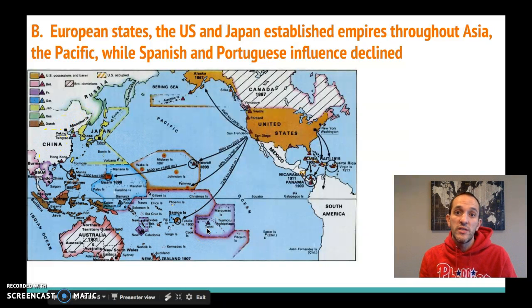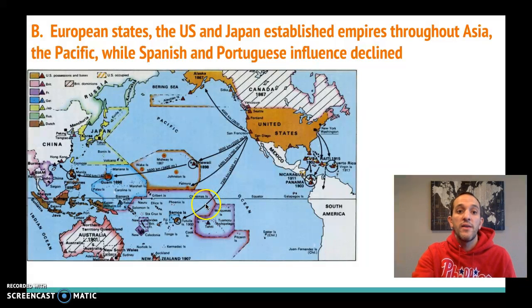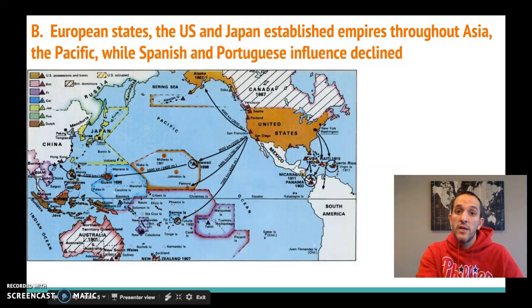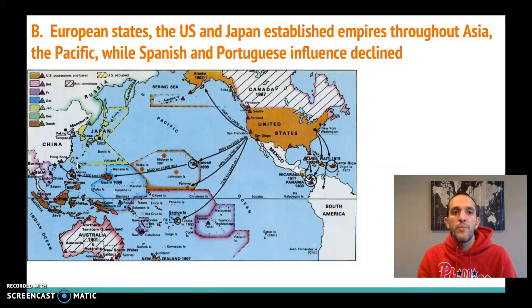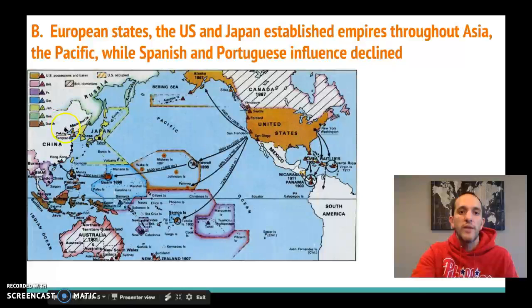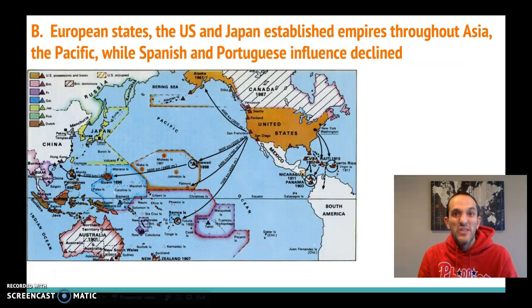So what we're going to see is the Spanish and the Portuguese, who have had colonies here from the previous time period, with the age of exploration, they're going to decrease in their power, and they're going to lose their power to the U.S. and Japan. We're going to take over a lot of these islands. If you are bored, look at a map of the world today. Look at most of these islands. Most of them are run by the United States government still today.